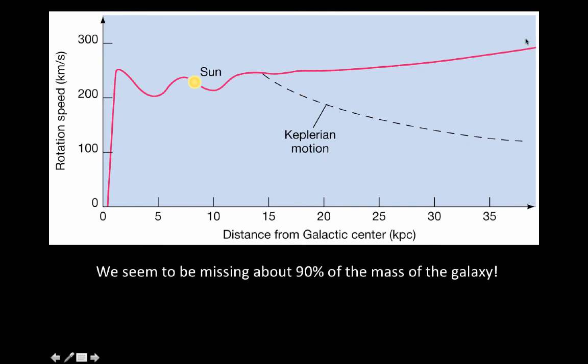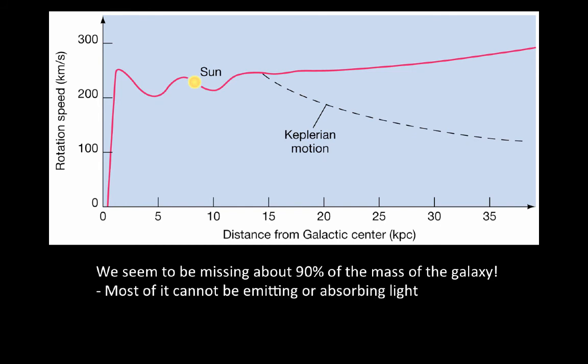When you do the calculation, in order to match the observed rotation curve, we require about 10 times more matter in our galaxy than the matter that we see, and we require it to extend out to much greater radii than the matter that we see. So there is 90% of the mass of the galaxy that we're just not seeing.